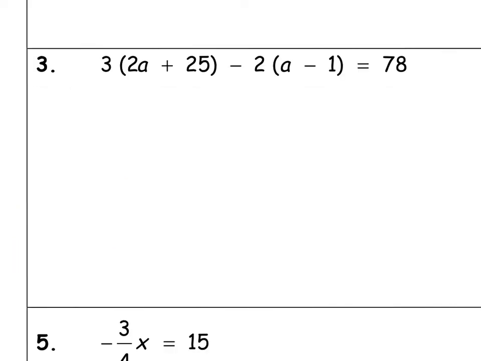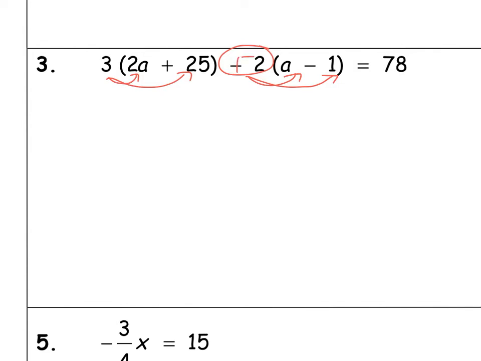For number 3, we notice that now we have some parentheses. So we are going to have to start by applying our distributive property. So we're going to distribute our 3 to both terms. I'm also going to distribute my negative 2 to both terms. Notice here there's that minus sign in front of the 2. Some people right away like to change this to plus negative.